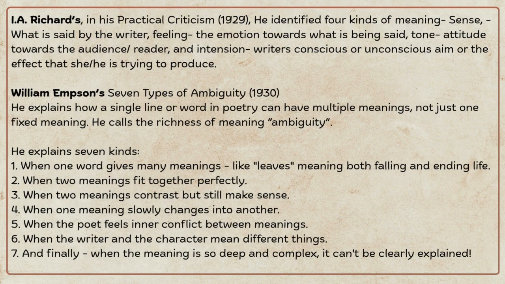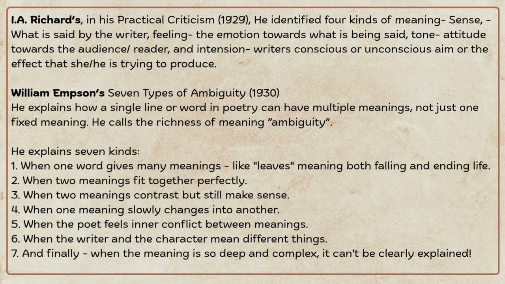Okay, so next, the concept William Empson's Seven Types of Ambiguity, 1930. He explains how a single line or a word in poetry can have multiple meanings, not just one fixed meaning. He calls the richness of meaning ambiguity. Okay, he explained 7 kinds of ambiguity. First, when one word gives many meanings, like leaves, meaning both falling and ending life. Second, when two meanings fit together perfectly.